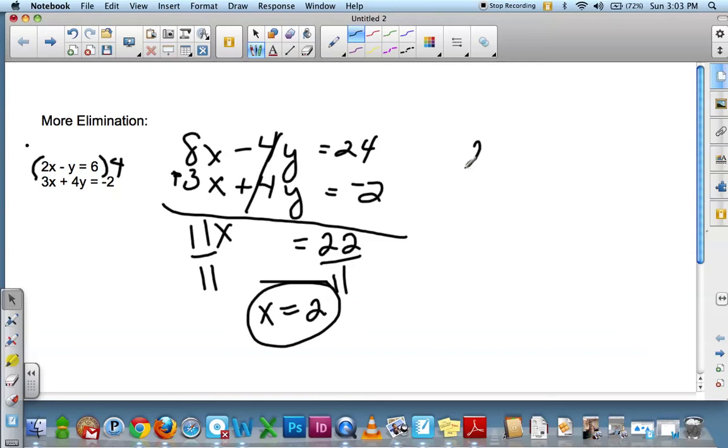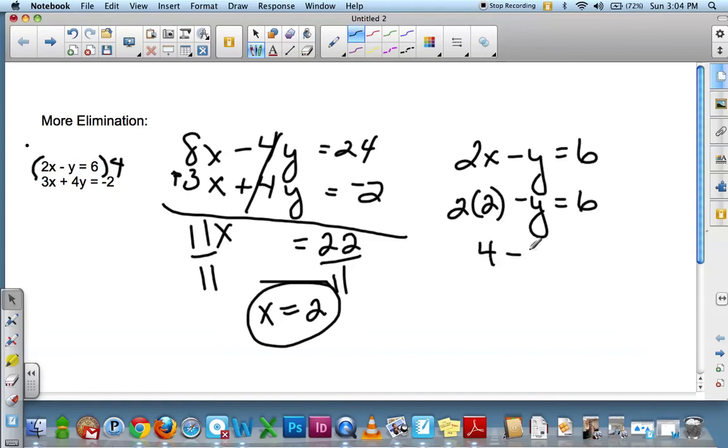So I'm going to take my original first equation and rewrite it down. Now I could have used the scaled one, or one of the two original ones. I just chose to use the first equation that they gave me. So I'm going to plug in my value of x, and then I've got 2 times 2, which is 4. 4 minus y equals 6. I'm going to subtract 4 from each side. I'm going to get negative y equals 2, remembering to carry down that subtraction symbol.